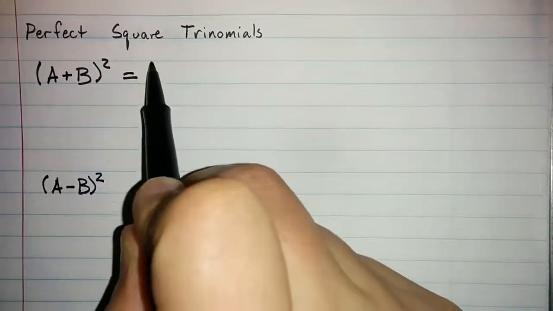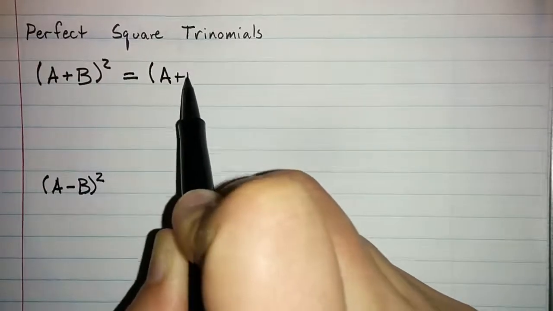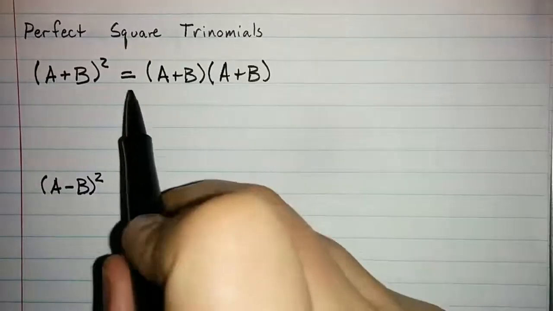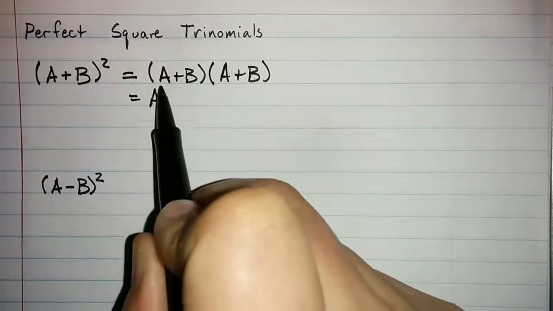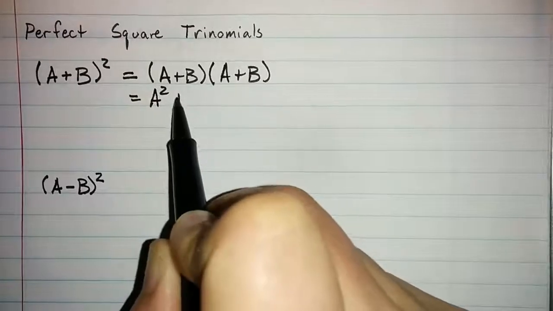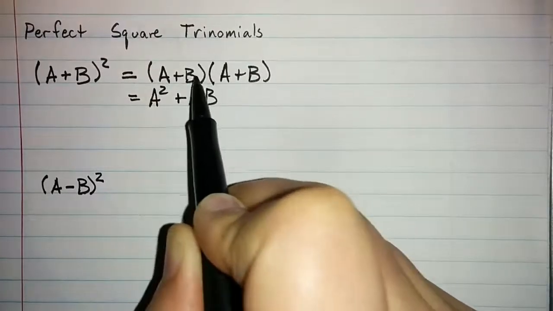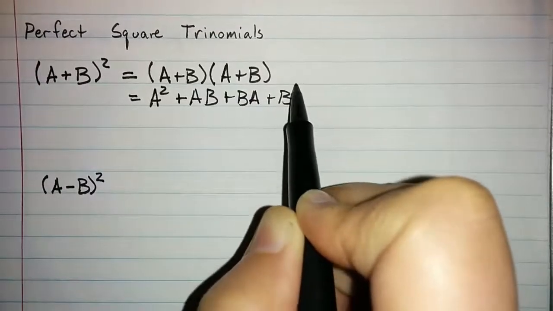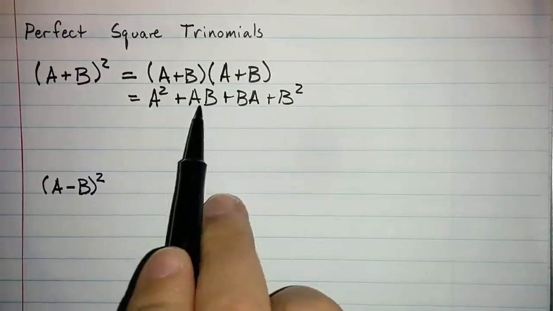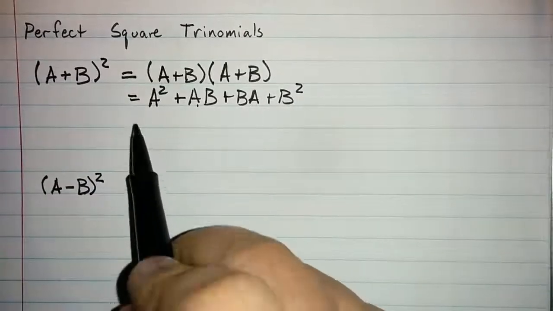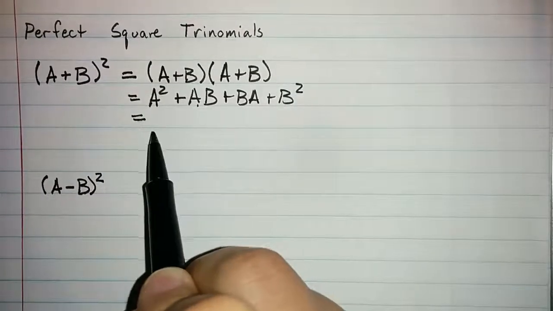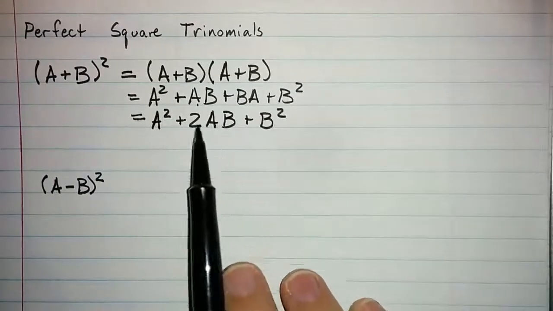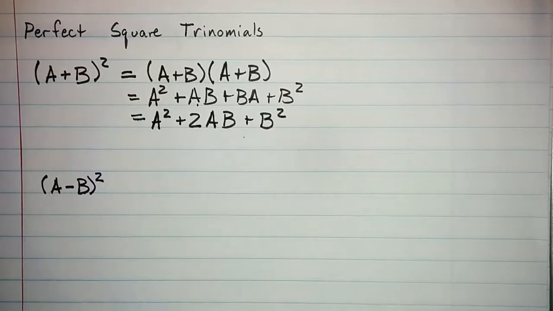(a + b) all squared. That's (a + b) times (a + b). So that'll be a times a plus a times b plus b times a plus b times b. Right, and then since multiplication is commutative, these are both basically the same. So we'll have a squared plus 2ab plus b squared.